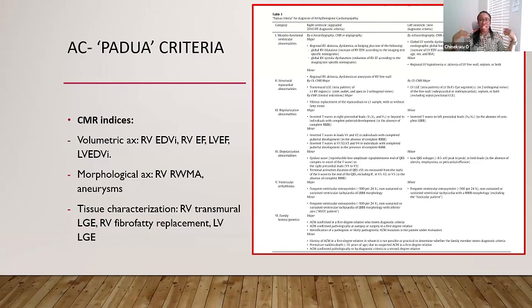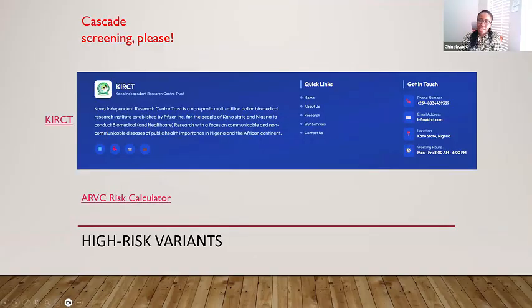If you're requesting a cardiac MRI scan to us, please put in as much detail as you have, because it helps us, especially when it's a cardiomyopathy question, to actually see the patient just like you saw them in clinic. And therefore, with that context, I can then interpret their images even better. So again, cascade screening, genomics, please.